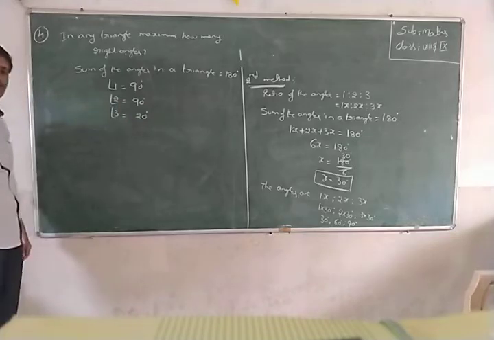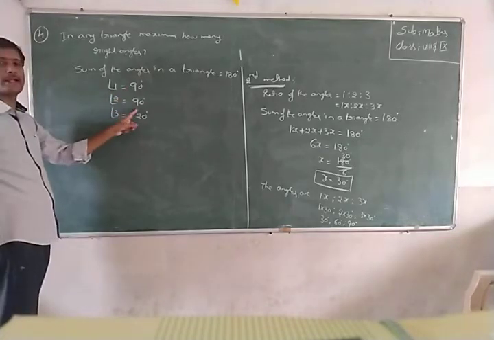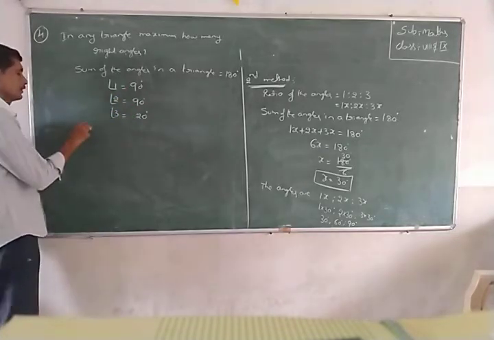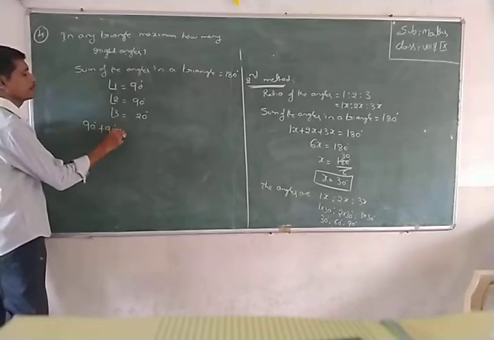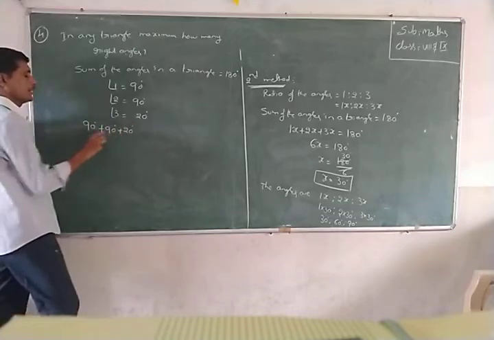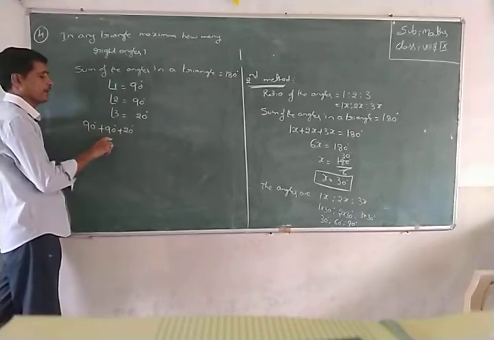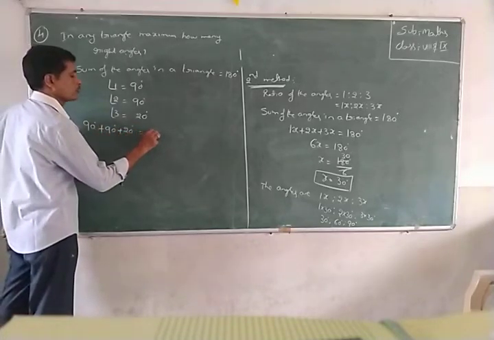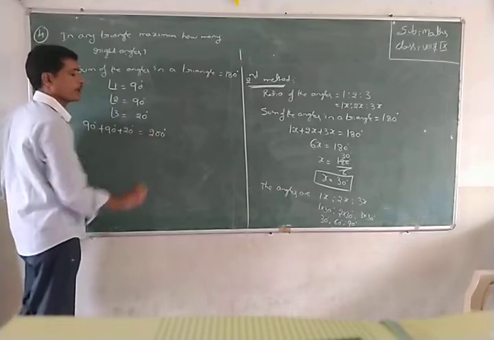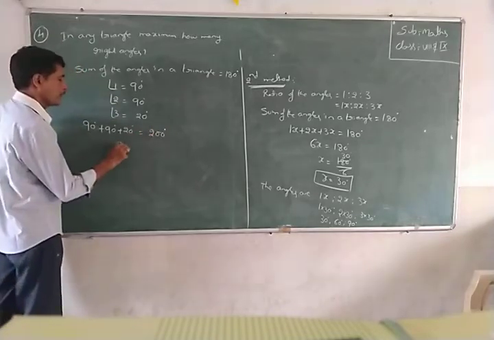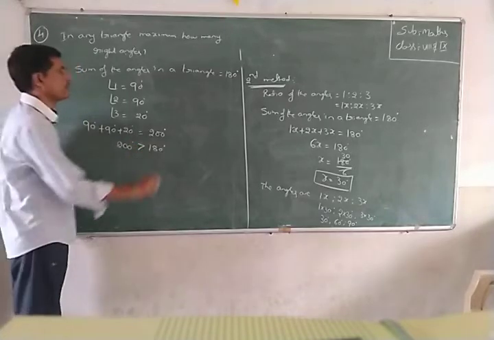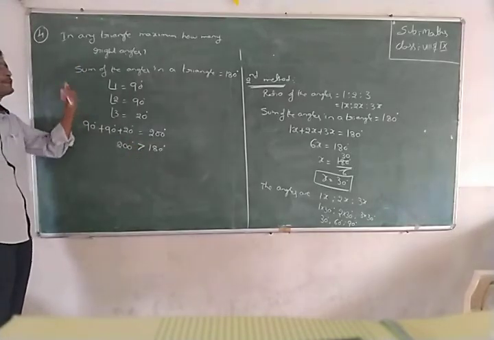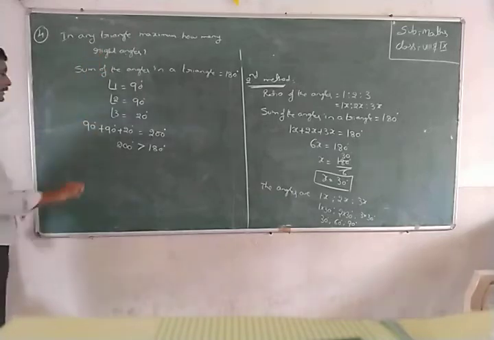Is that possible? Suppose 90 plus 90, that is 180, plus 20, that is equal to 200 degrees. Therefore 200 degrees is greater than 180 degrees. Therefore, in any triangle, maximum only one right angle.